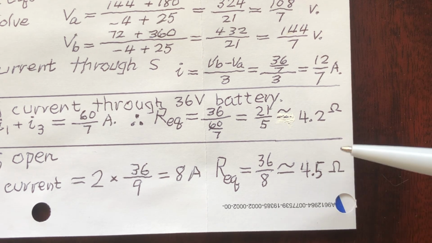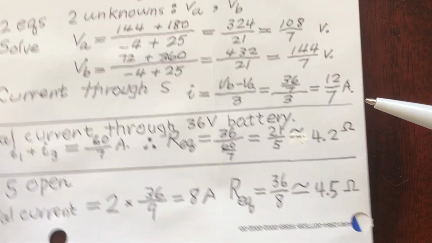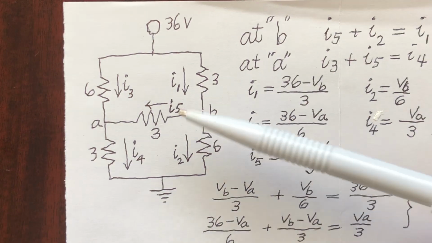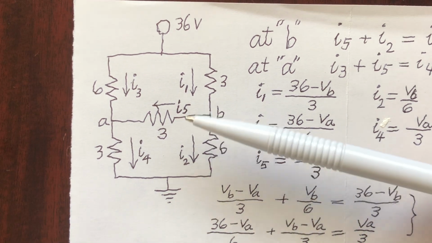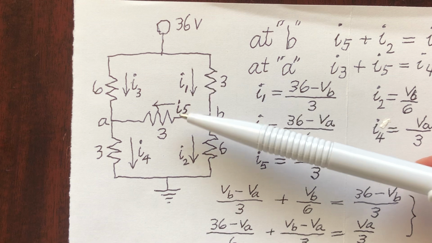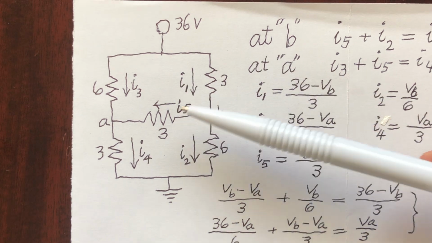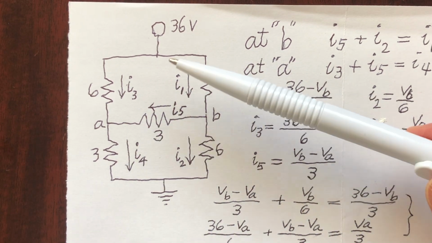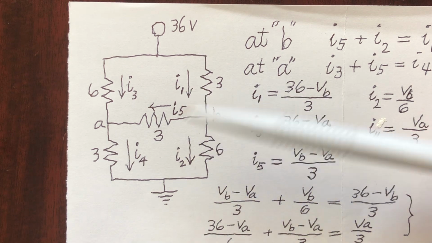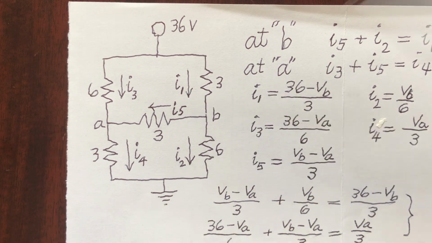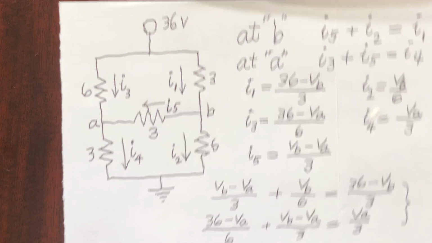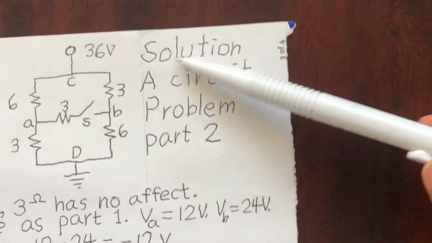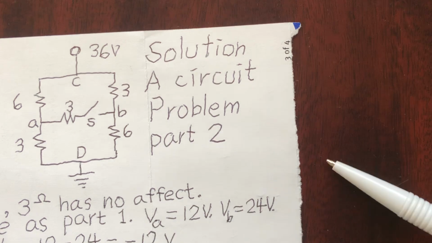And this is what we can guess from the circuit diagram. If you close the switch, the 3 ohm is present. When you have 3 ohm present, it's easier for the current to pass through because you have one more branch. So it's easier for the current to pass through, then the resistance should be less. This answers our part 2 of the problem. Okay. This circuit problem, part 2.